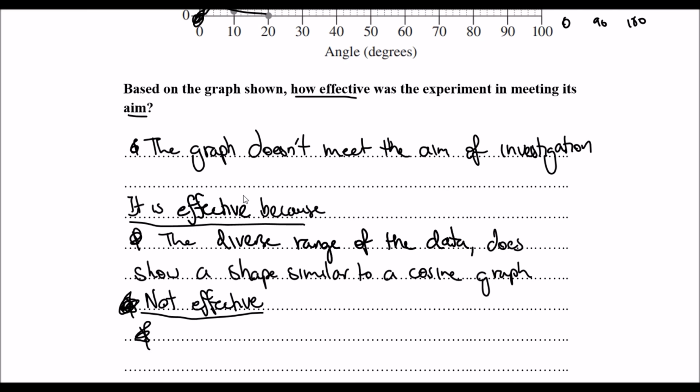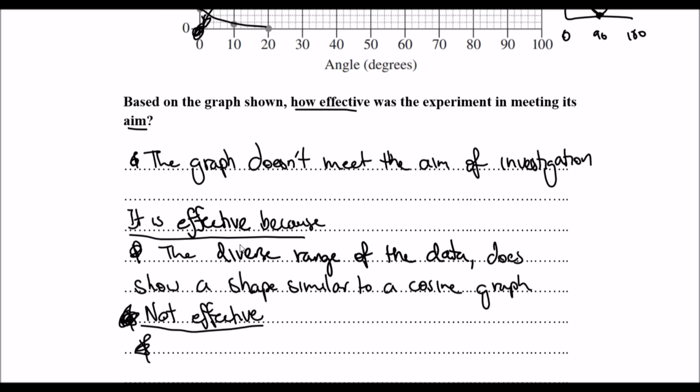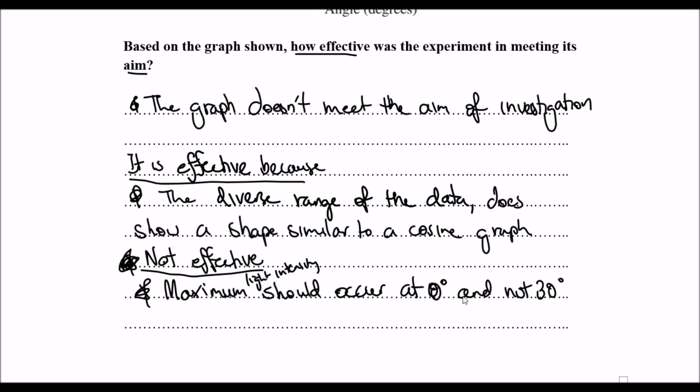And that is where the maximum point is. You can see the maximum point should be 0 if it's a cosine graph, but it's not the case in this experiment here. Okay, we can do a final statement. So maximum light intensity occurs at 0 and not 30 degrees, so doesn't follow a conventional cosine graph. Okay, so that's basically it.